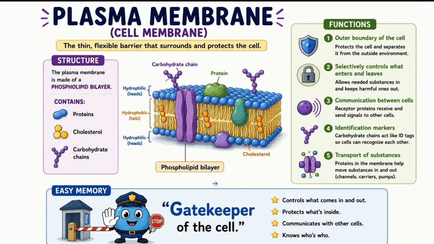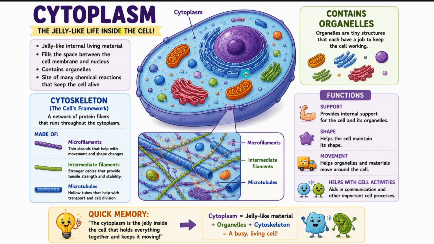Cytoplasm and cytoskeleton. The cytoplasm is the jelly-like material inside the cell, where many chemical reactions occur. It also contains organelles. The cytoskeleton acts like the cell's framework, helping maintain shape, support, and movement.